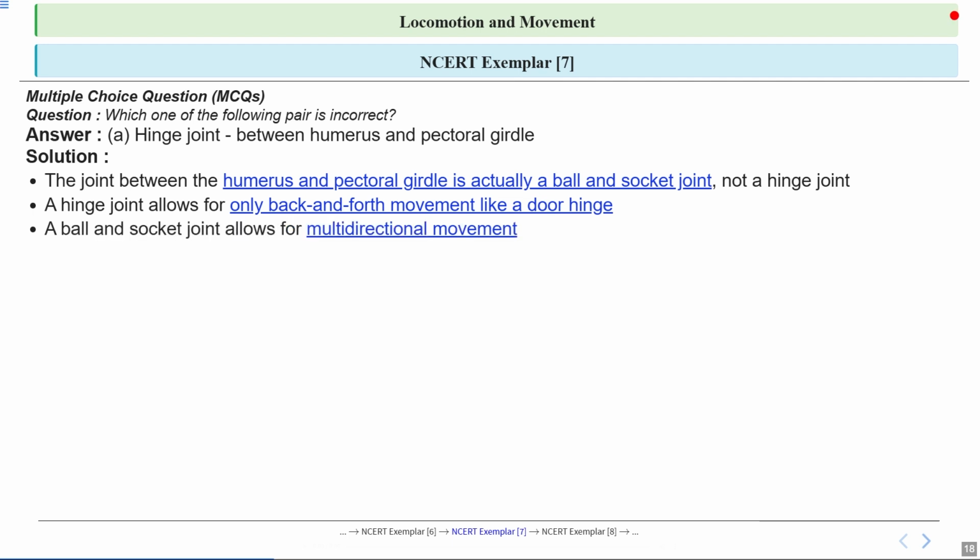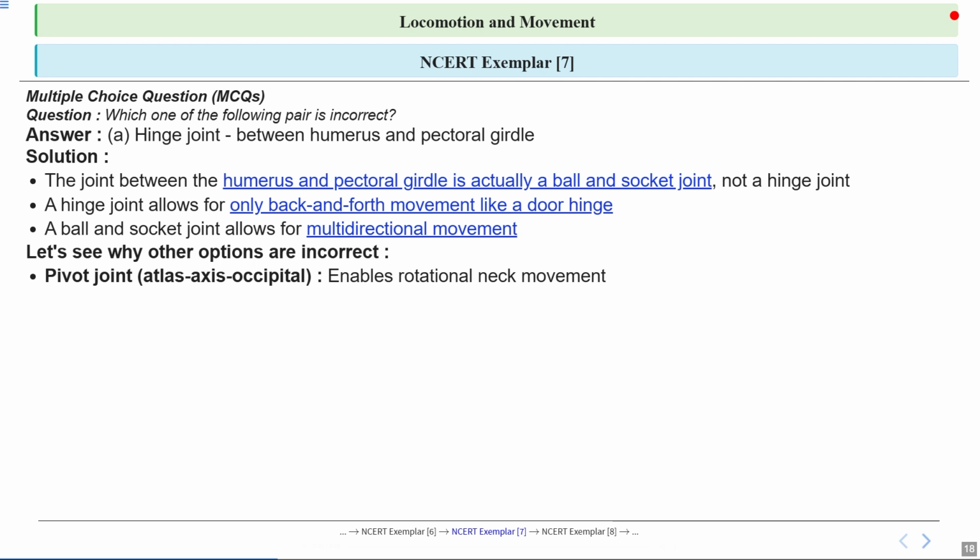Now, a ball and socket joint, like the one in your hip or shoulder, allows the bone to move in many directions because the rounded head of one bone fits into the cup-shaped socket of another bone, enabling movements like bending, twisting, and rotating. This type of joint provides a wide range of motion, which is very important for activities like walking, running, and lifting. Let's see why other options were incorrect.